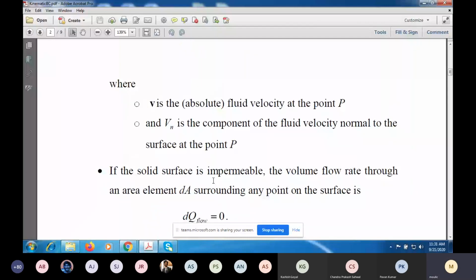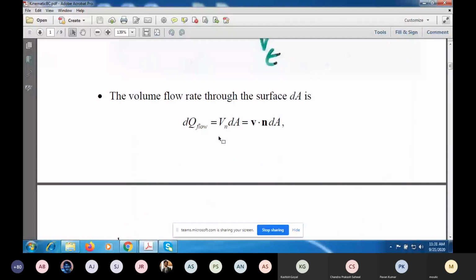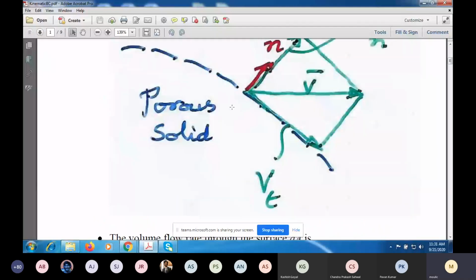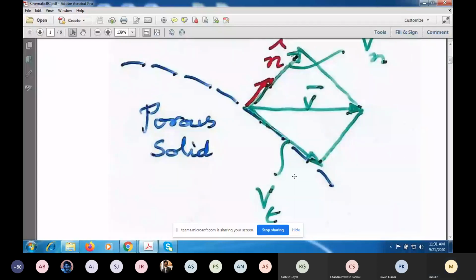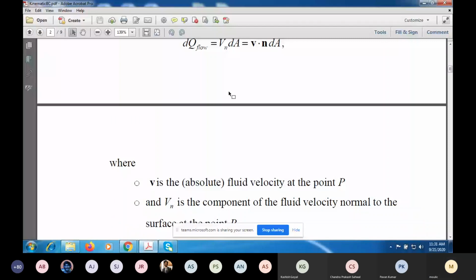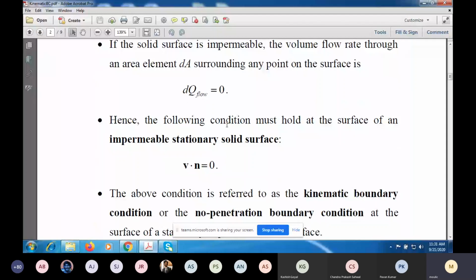Now suppose the solid is an impermeable solid, then the volume flow through an area element surrounding any point on the surface is 0. So if that is the case, then the normal velocity component, which I have shown here for a porous solid, will be 0. That means the velocity vector will be tangent to the surface if it's an inviscid flow. So dq flow is 0 at any point means that V dot n is 0 at any point on the surface.